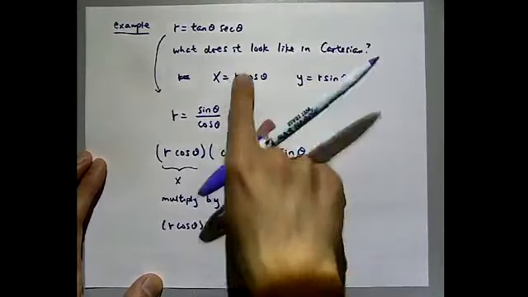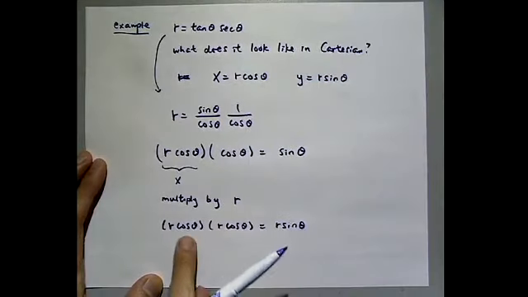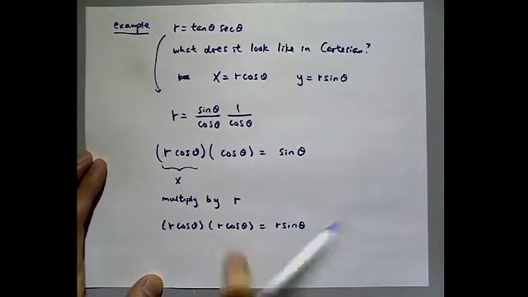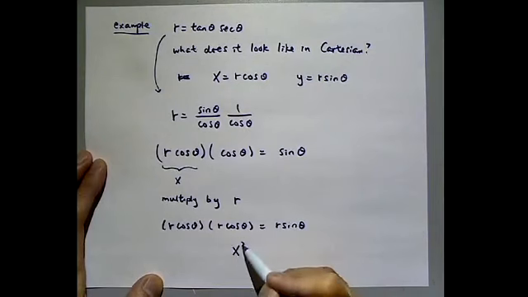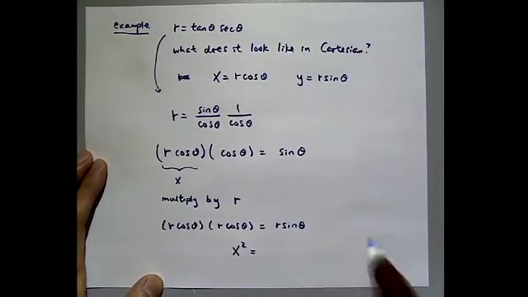Now I can just directly change things back to x and y. This is x. This is x. So this is simply x squared equal to y.